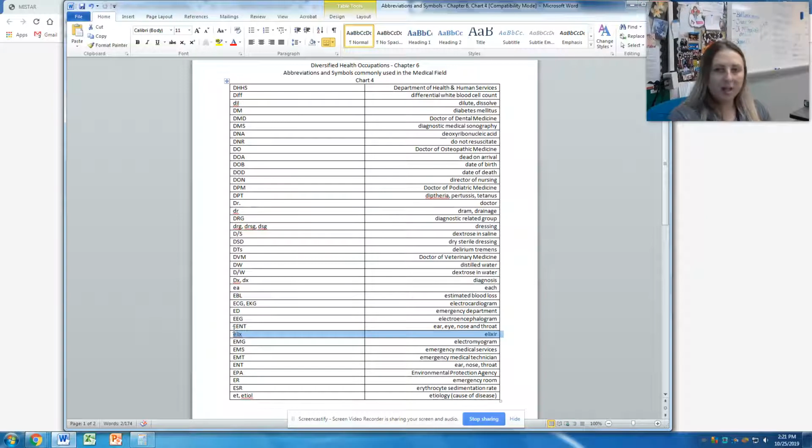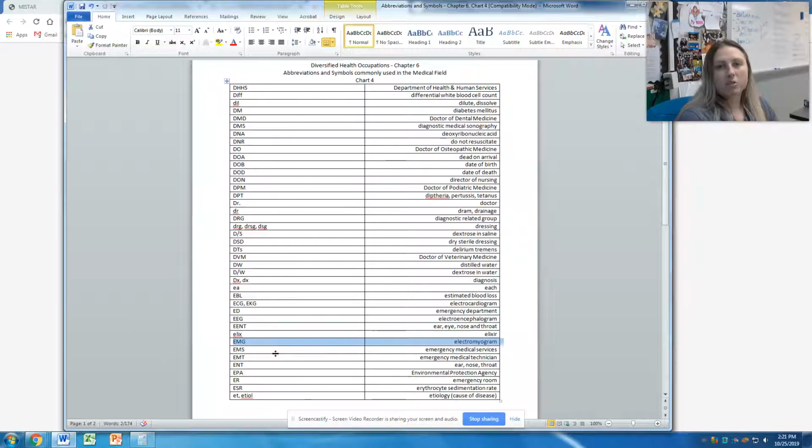Elixir. So this is an alcohol-based mixture, and it's meant to have medicinal properties. So it's a beneficial solution, if you will, of properties that would be helpful, right? The alcohol is basically just the fluid that it's suspended in, and you could put vitamins in and create an elixir, right? Something that has medical or medicinal benefits.